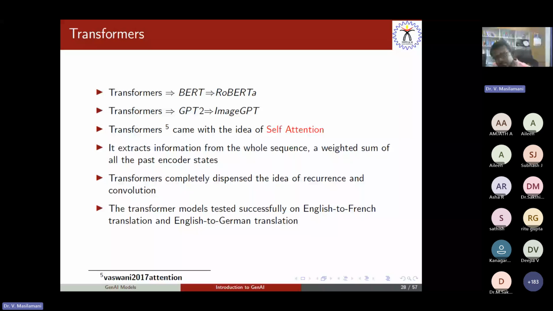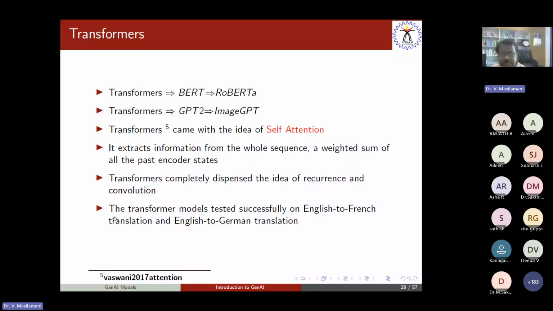Transformers were used to build some very successful models like BERT, GPT, and so on. BERT was built by the Google team, and from BERT, RoBERTa was also built. Transformers were used by OpenAI, and they built different versions of GPT. One interesting thing is Image GPT, which also comes out of transformers. The transformers came with the idea of self-attention. This is a watchword. Self-attention, we'll see what it is.